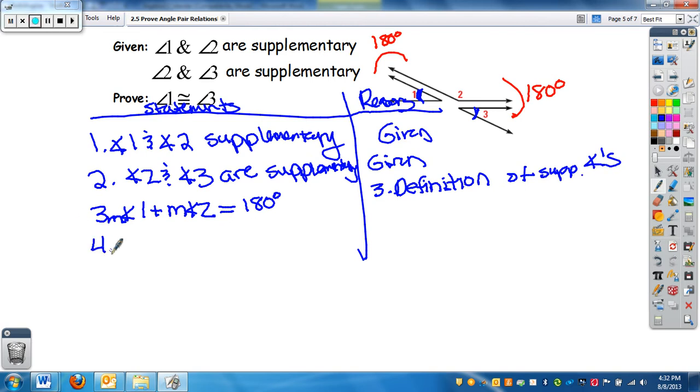I also know, from my other given, that the measure of angle 2 plus the measure of angle 3 equals 180 degrees. And that is, by definition, of supplementary angles.